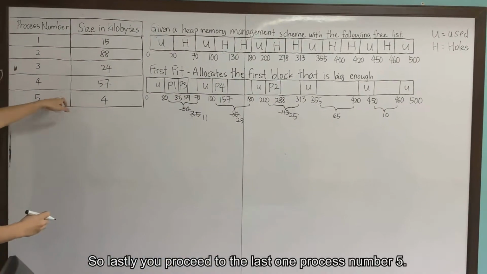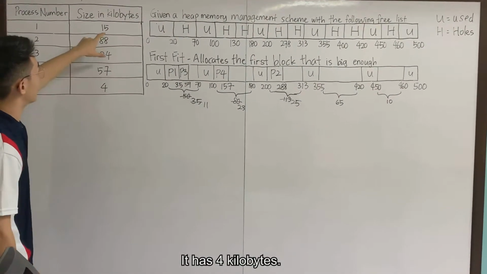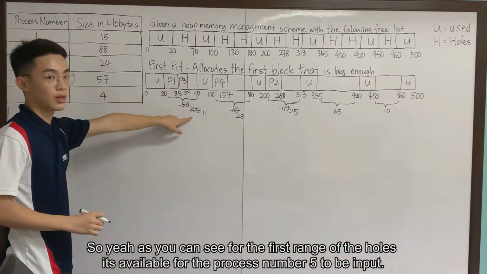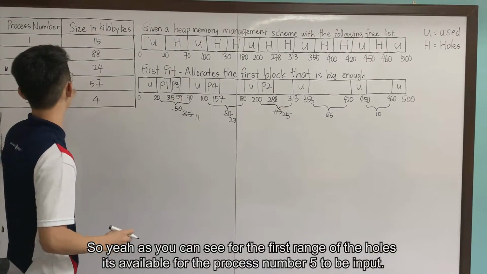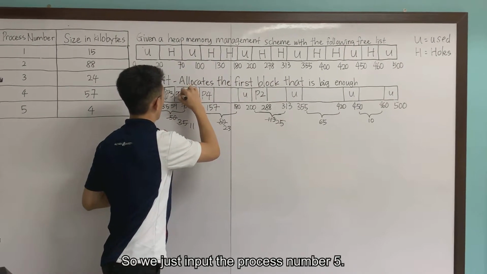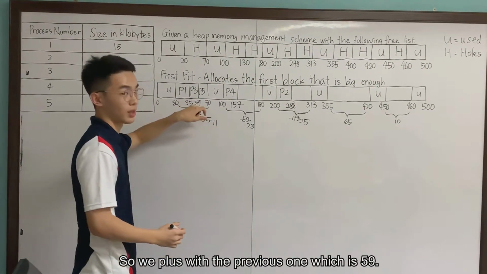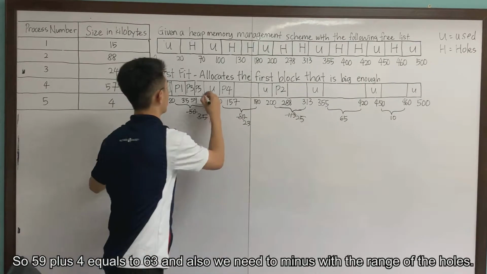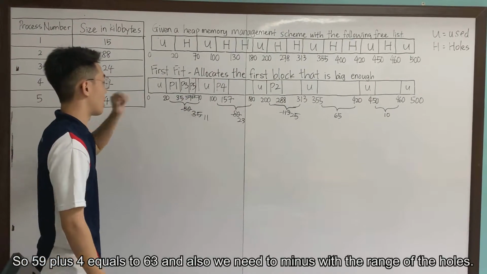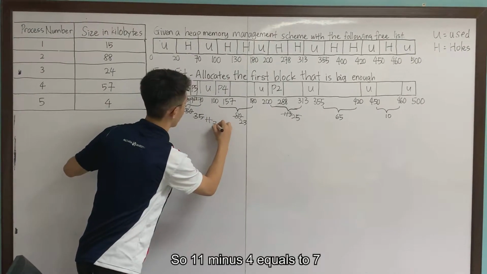So lastly, we will proceed to the last one, process number 5. It has 4 kilobytes. As you can see, the first range of the holes is available for process number 5 to be input. So we will just input process number 5, which has 4 kilobytes. So we will pass with the previous one, which is 59. So 59 plus 4 equals 63. And also we need to minus with the range of the holes. So 11 minus 4 equals 7.